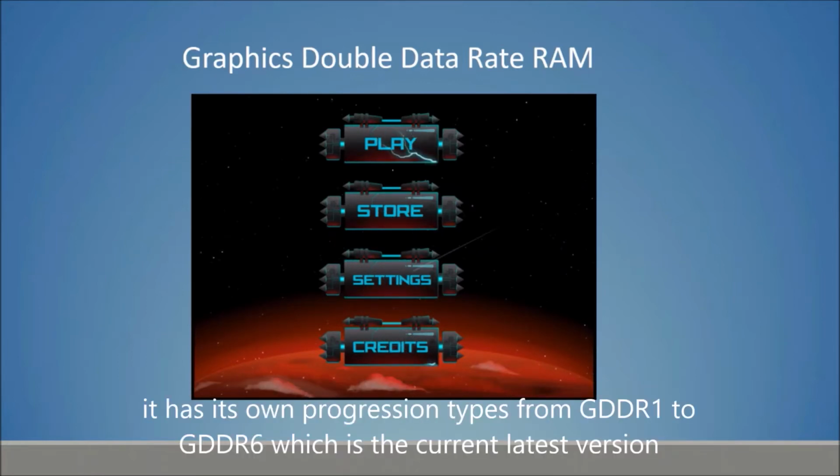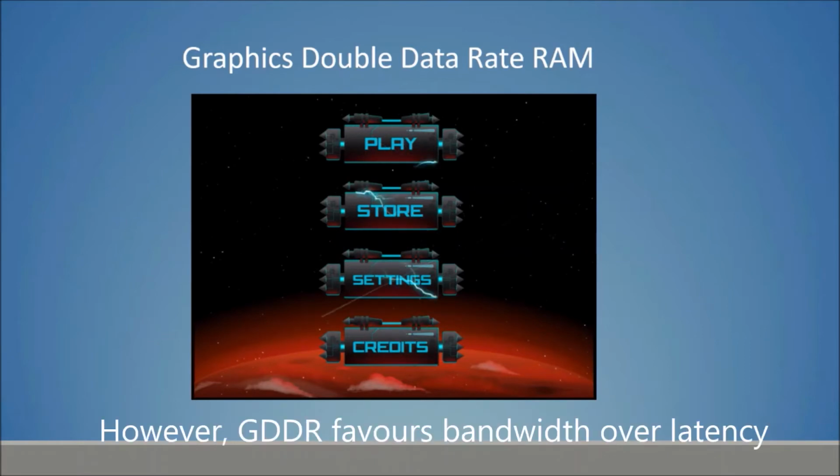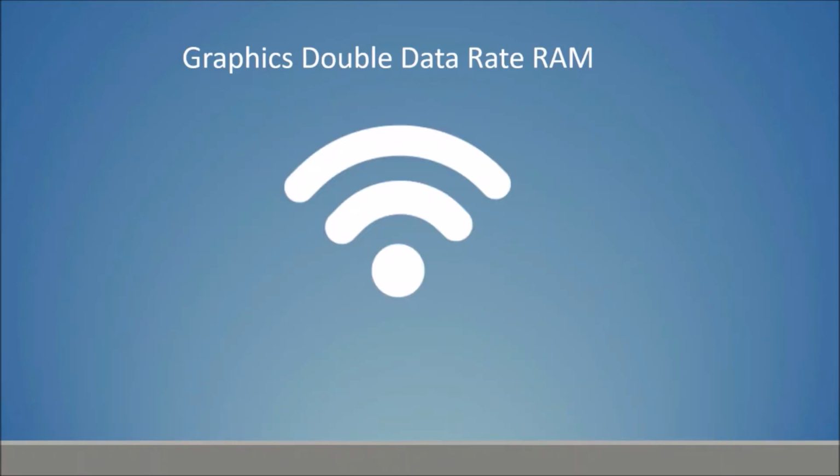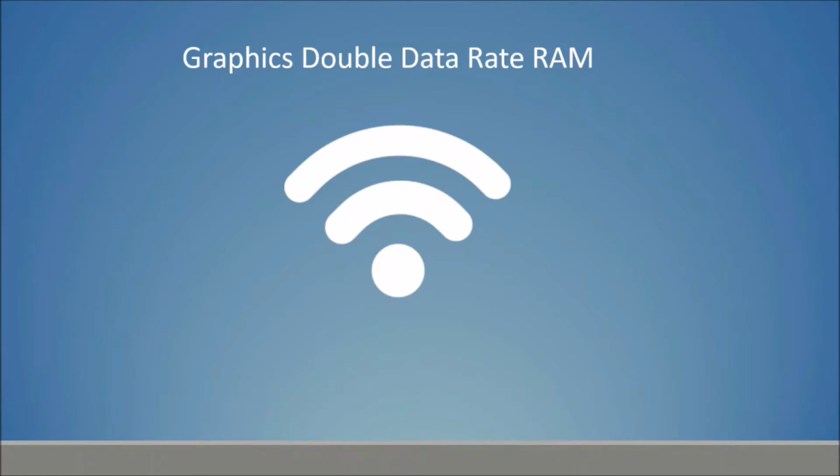It has its own progression types from GDDR1 to GDDR6, which is the current latest version. Each generation improves performances and reduces energy consumption, just like DDR. However, GDDR favors bandwidth over latency. GDDR can receive and send data on the same clock cycle, while DDR cannot.